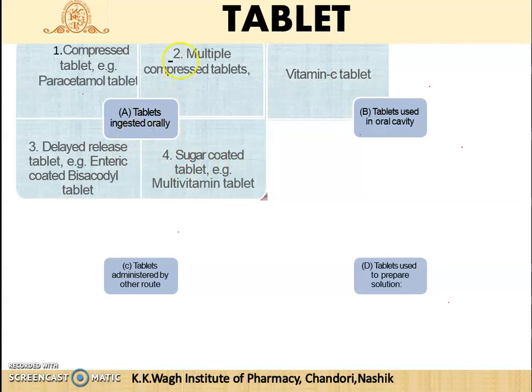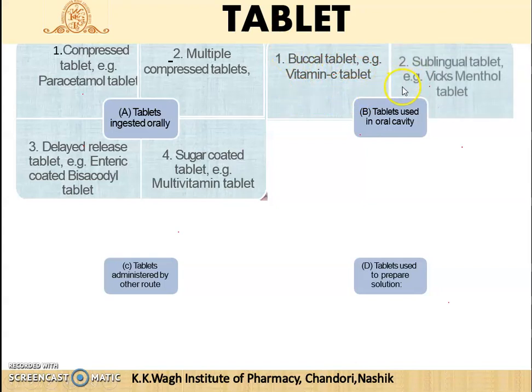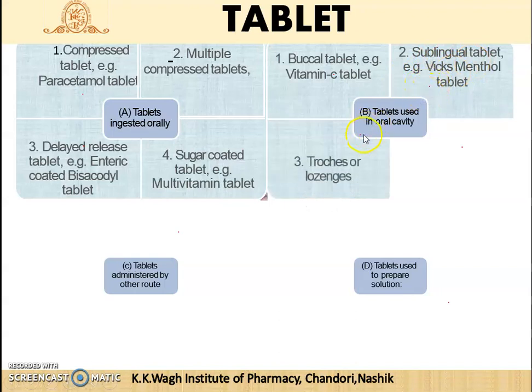In tablets used in the oral cavity, the first one is buccal tablets. An example of this is vitamin C. Then the second type used in the oral cavity is sublingual tablets, such as Vicks, menthol, etc. Then the third type is troches and lozenges. Then the fourth type of tablet used in the oral cavity is dental cones.